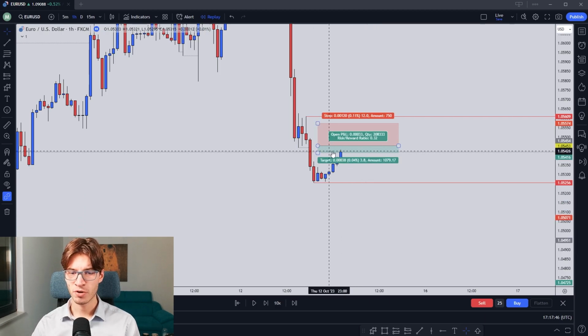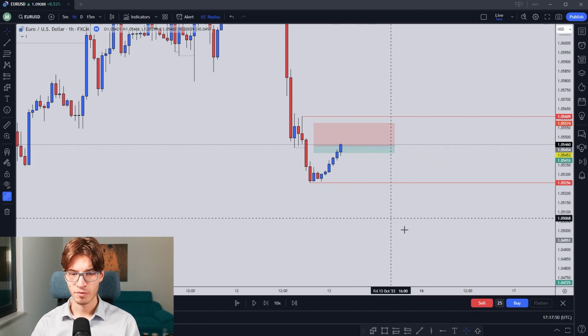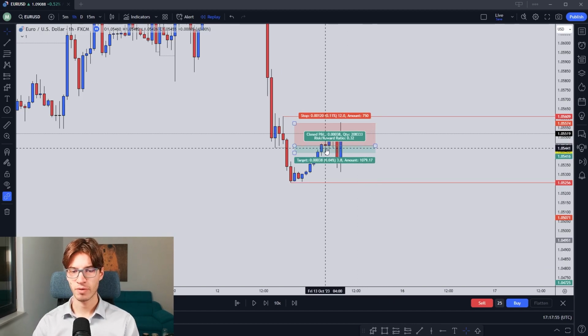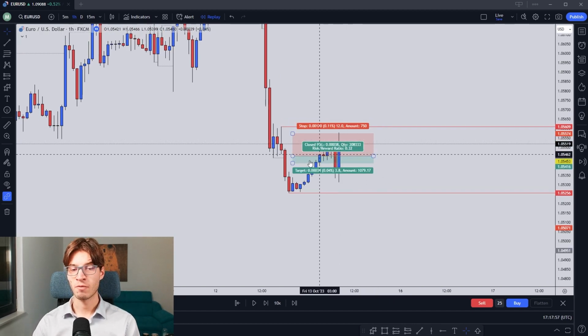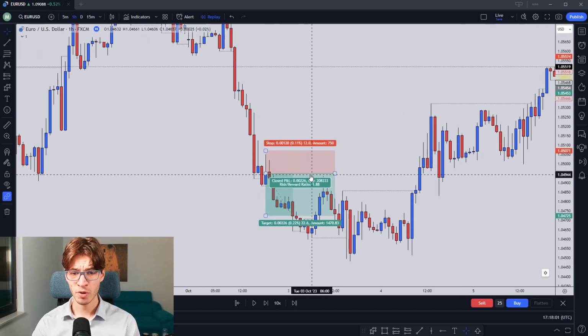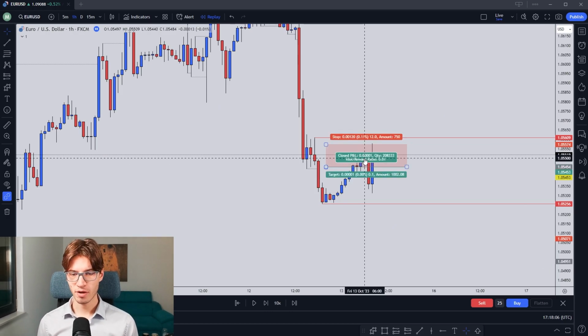Still nothing, but my order is on for the break and retest, of course. Okay, we're tagged in. We're in the trade. Let's see what happens. And we are out. Okay, so this was a 1% loss right here. First trade, 1.88% winner. Second one, 1% loss.